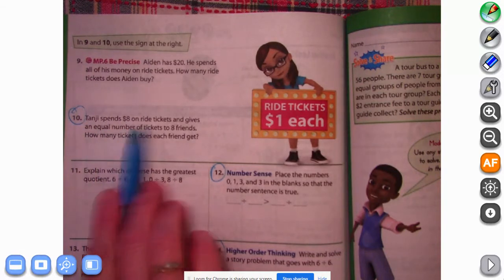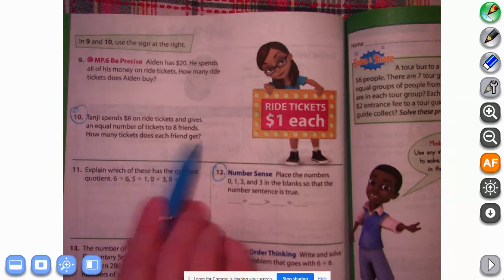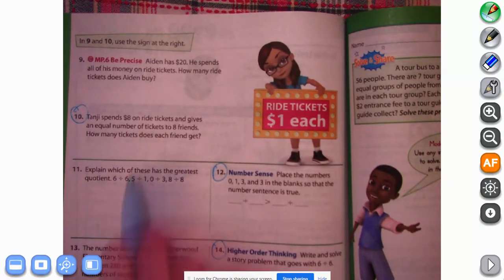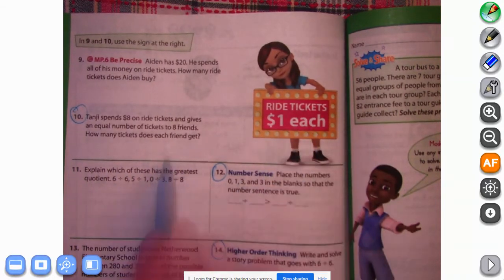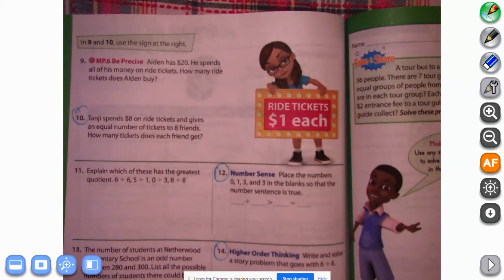Tanya spends $8 on ride tickets and gives an equal number of tickets to 8 friends. How many tickets does each friend get? So looking at them, how many does each one get? Write down your answers as completely as possible.